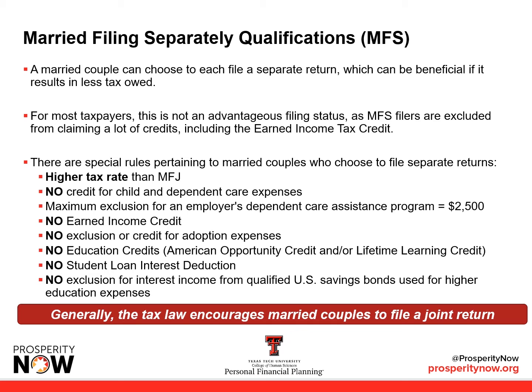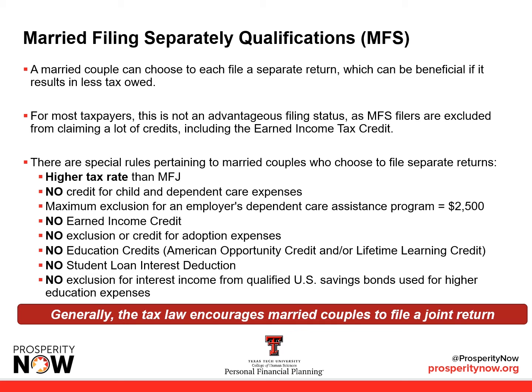There are special rules pertaining to married couples who choose to file separate returns. They have a higher tax rate than married filing jointly. They have no credit for child and dependent care expenses. The maximum exclusion for an employer's dependent care assistance program is $2,500.